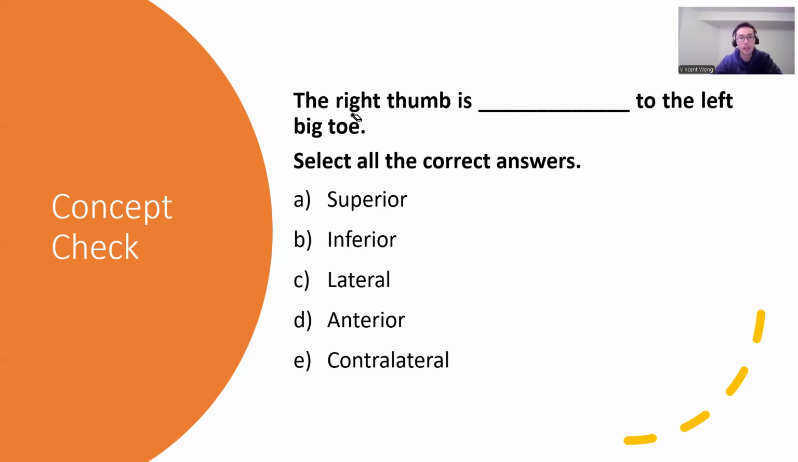Okay, so the right thumb relative to the left big toe. Well, certainly it is on top of it. It's above it. And it's also lateral to it. Yeah, remember, your hands are spread out more than your legs in the anatomical position. And one is on the right, one is on the left, so it's contralateral as well. Contralateral. Okay.